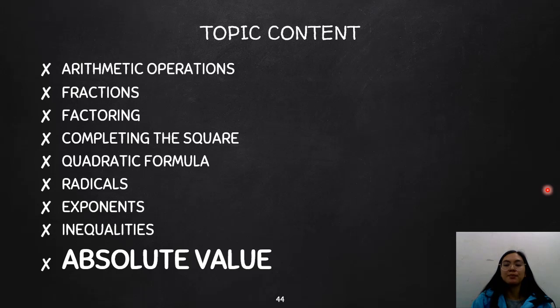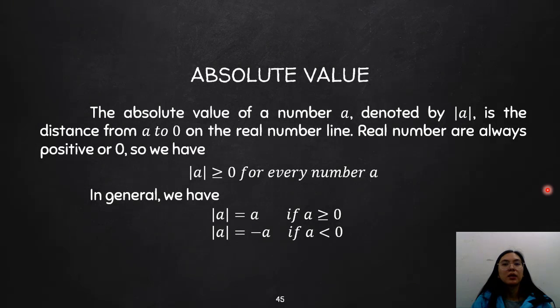So the last topic is about absolute value. So it says here, the absolute value of a number A, denoted by this particular symbol, very familiar naman na kayo, parang may dalawang, nakapaloob siya sa dalawang line, is the distance from A to 0 on the real number line.